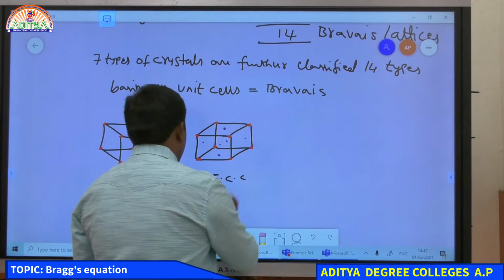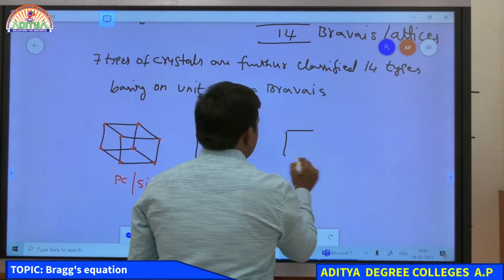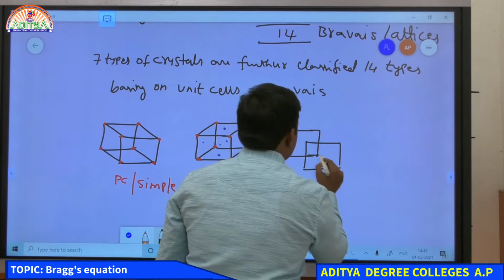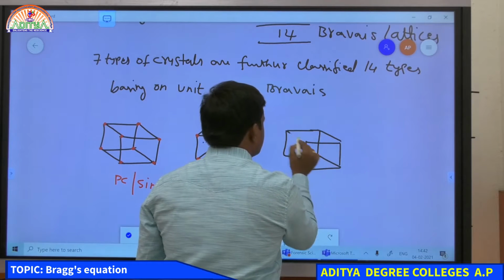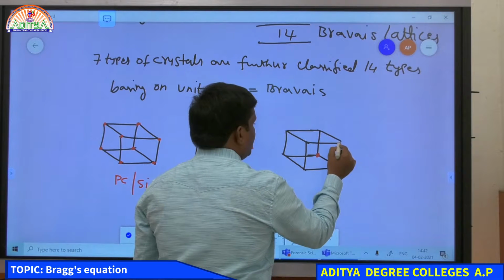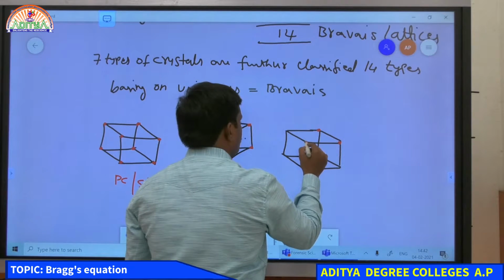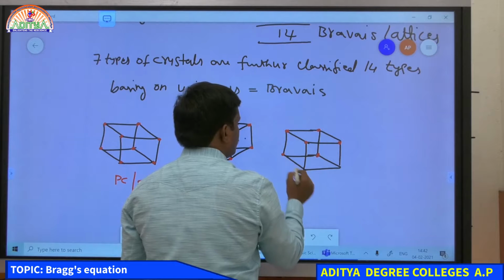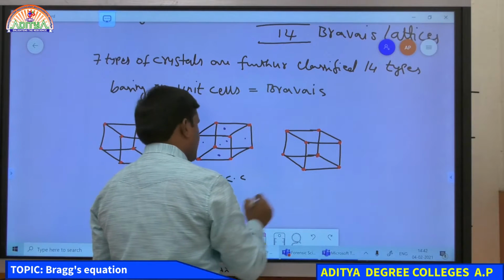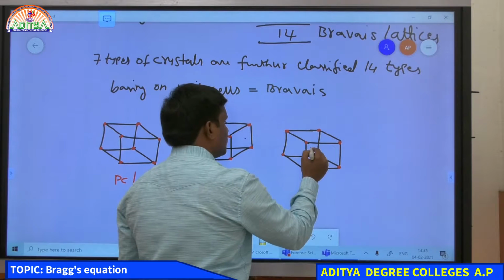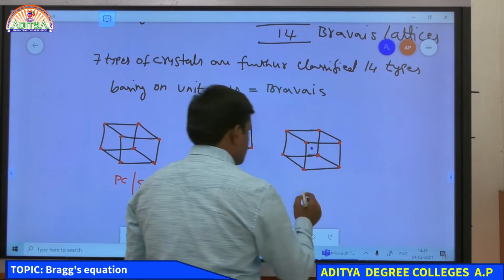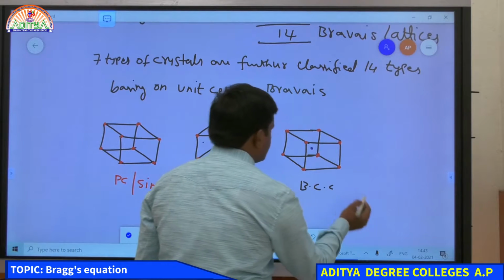So this is for FCC and then BCC. In the case of BCC, the atoms are arranged like this. So 8 atoms at 8 corners. So these are the 8 corners and also a point that is present at the center of the unit cell. So this is nothing but BCC, body centered cubic unit cell.